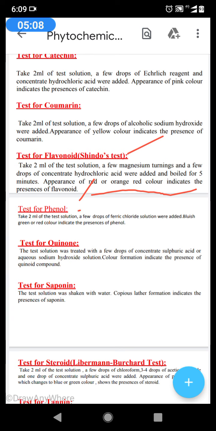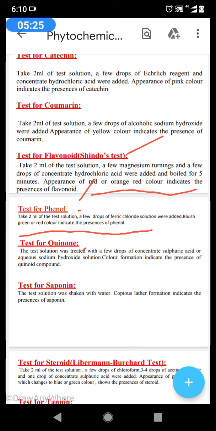This is also very important. Take 2 ml of test solution and add a few drops of ferric chloride solution. A bluish green color indicates the presence of phenol. This is very important. Next one is the test for quinone.